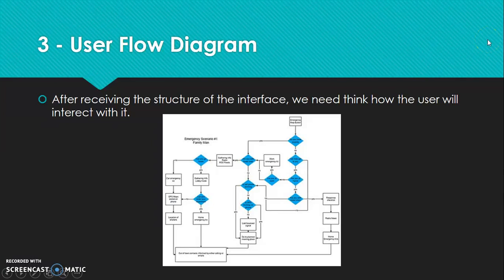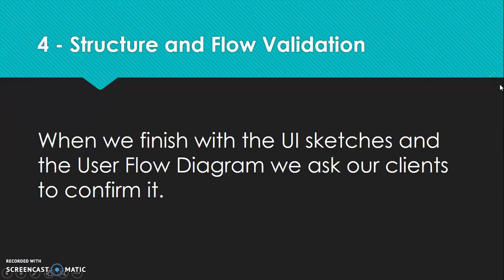User flow diagram. In this part, we will receive all the structure of the interface. We then need to think about how the user will interact with it. What will happen when the user clicks on some element? Structure and flow validation. When we finish the UI sketch and the user flow diagram, we ask our clients to confirm it. It means that we can ask the UX team to confirm if all things are alright in our UI sketch.